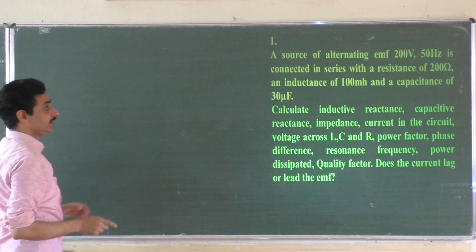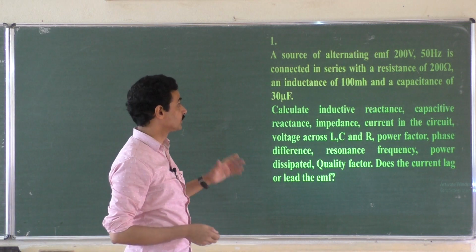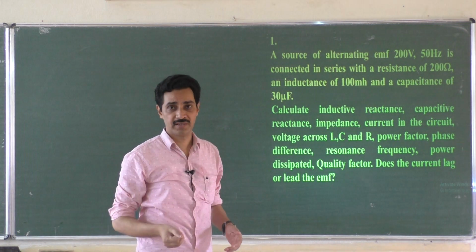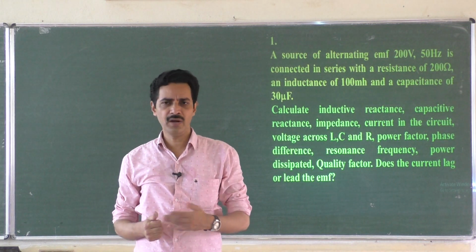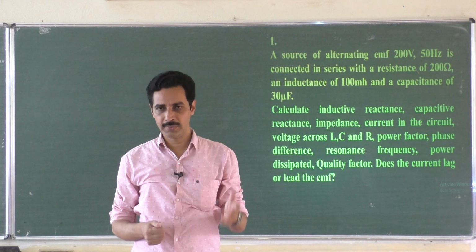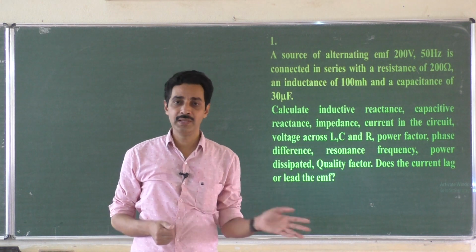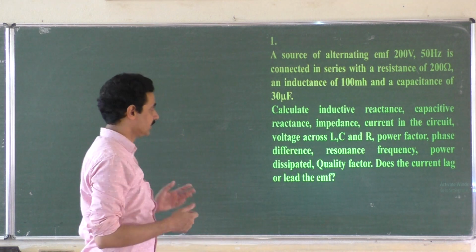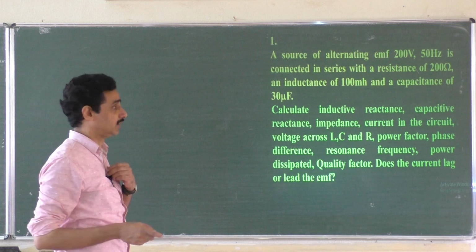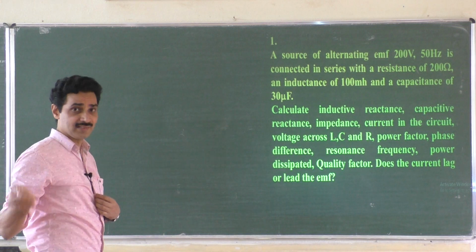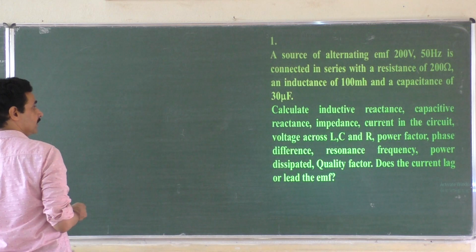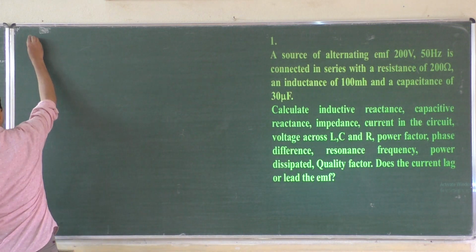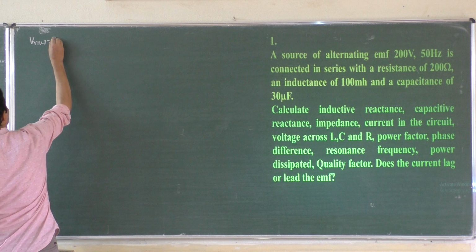The voltage is nothing mentioned in that. A source of alternating EMF 200 volt 50 hertz. What do you mean by that? That voltage is RMS. If it is not mentioned, it is RMS. If it has to be peak, they should have mentioned it, of peak value 200 volt. So if it is not mentioned, definitely it is the RMS value, because it is the equivalent DC value, isn't it? So 200 volt RMS, and so V RMS is 200 volt.